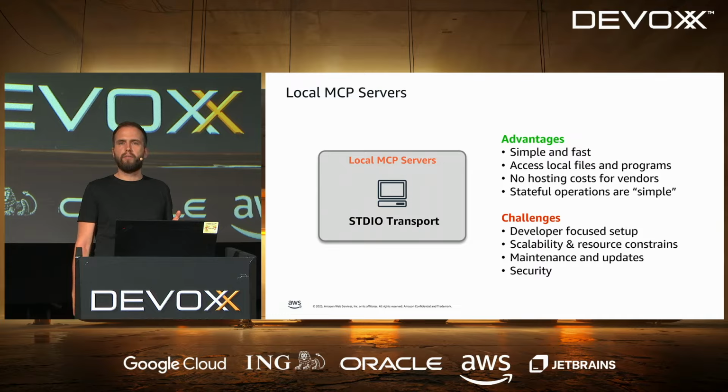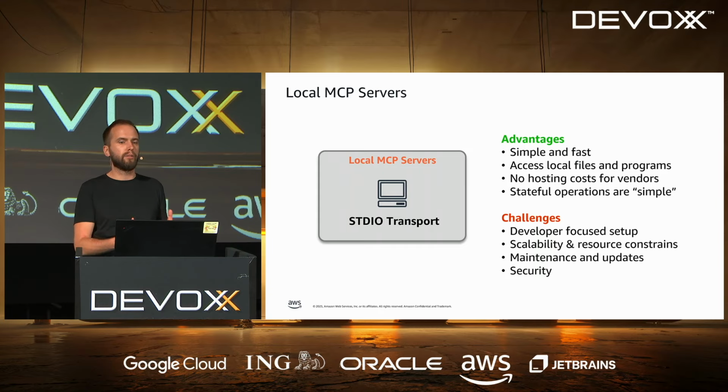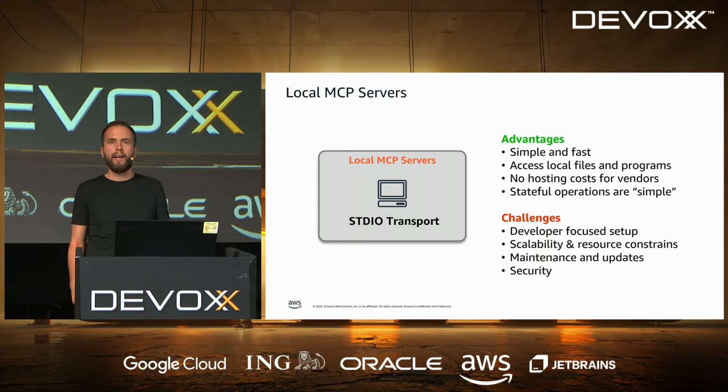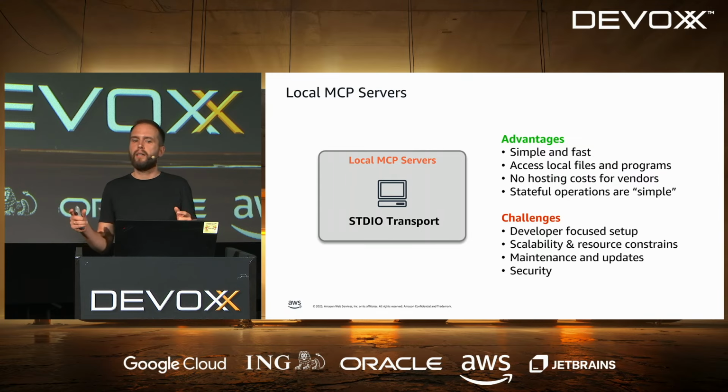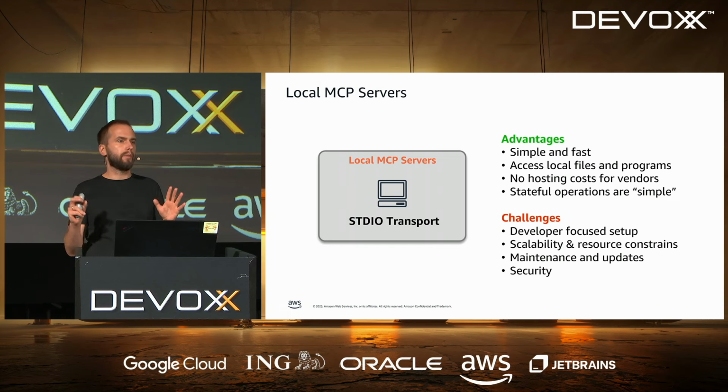So this is very good for a lot of use cases, right? It's quite simple to build, it's fast because it's running locally, and you have access now to all the local files, the things that we've seen with the resources, for example, and also programs. I can control my local browser and other local applications. And stateful operations are relatively simple because I have that one-to-one relation between the client and the actual server. For the vendor itself, it's also quite convenient because they don't have any operational issue. They just ship, here's the local MCP server, please use it.